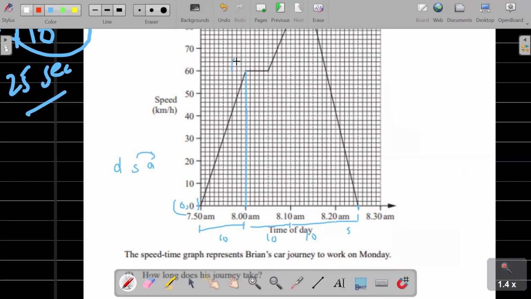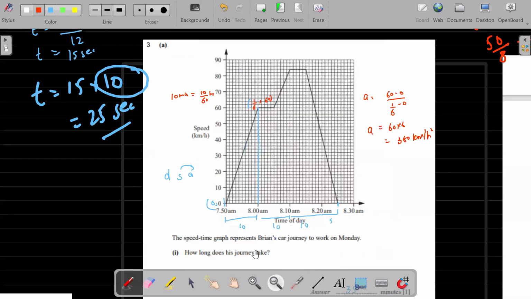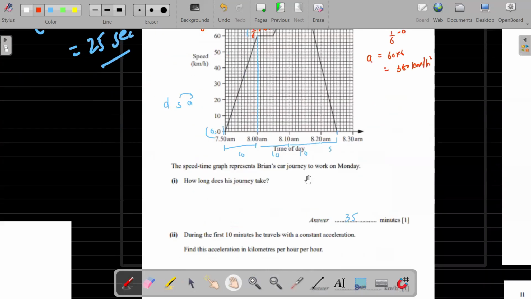One coordinate is basically 10 minutes. But I need to calculate in hours, so I will convert this. 10 minutes will be equal to 10 by 60 hours, so that will be 1 by 6, comma 60. So let's calculate the acceleration, or gradient: 60 minus 0 over 1 by 6 minus 0. That was in kilometers. 360 kilometers per hour squared. That will be our acceleration.